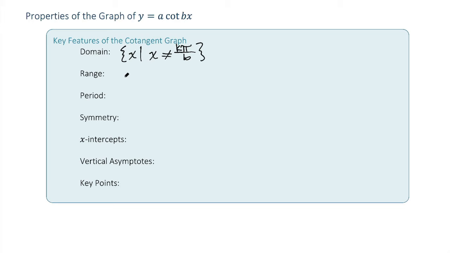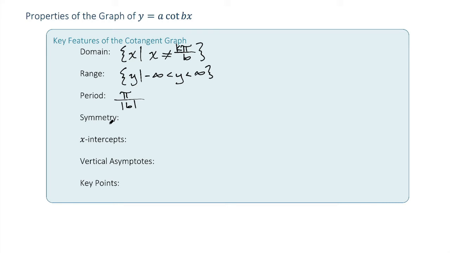The range, we saw our function went up forever and down forever. So our range will be all y values from negative infinity up to infinity. The period of just the cotangent of x is pi. However, this scaling factor will adjust that, and it will be pi divided by the absolute value of b.